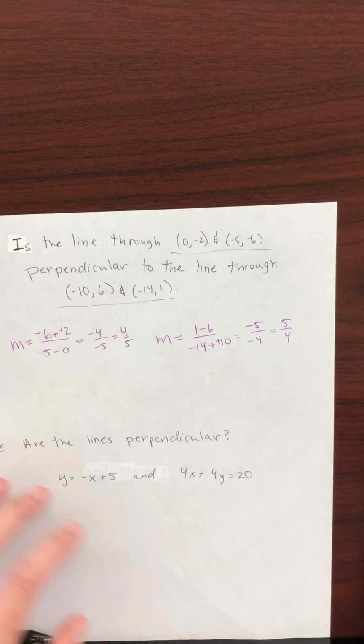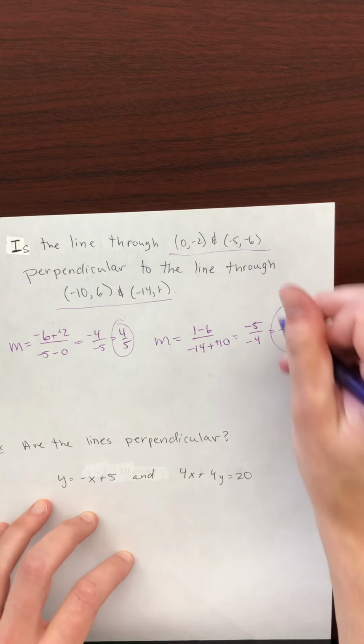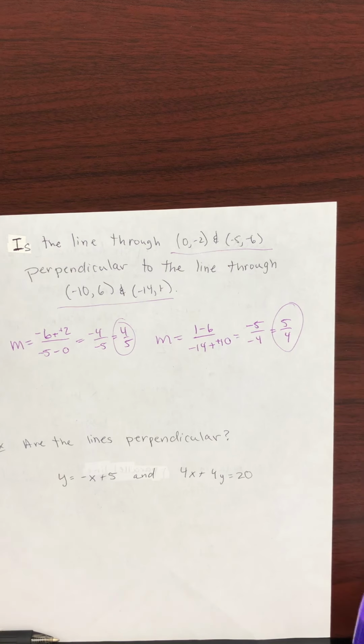So think to yourself, are these perpendicular slopes? Drum roll, please. No. But why, Miss May? They're reciprocals. They're not opposite.